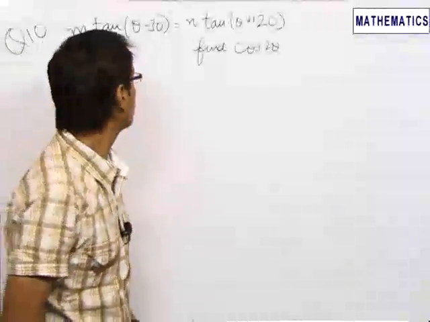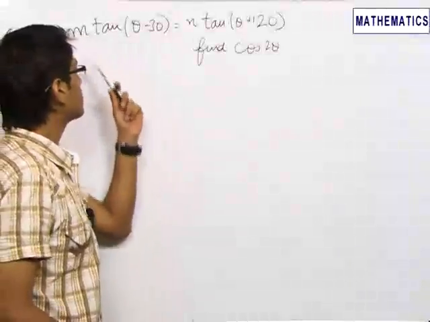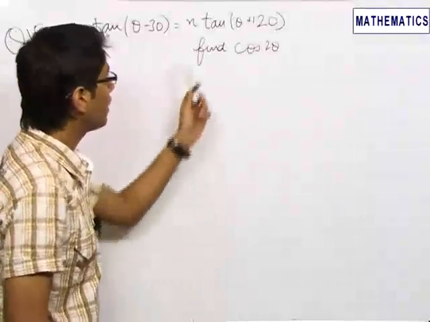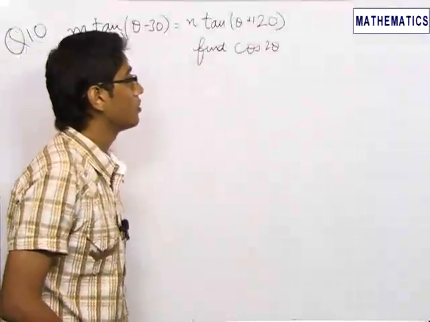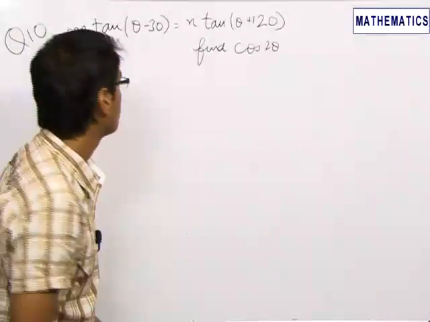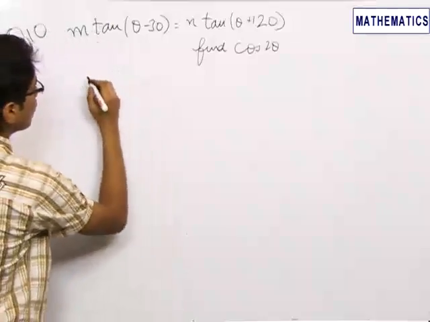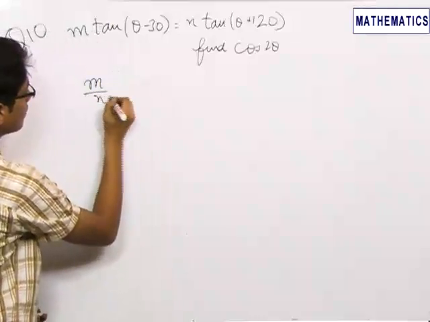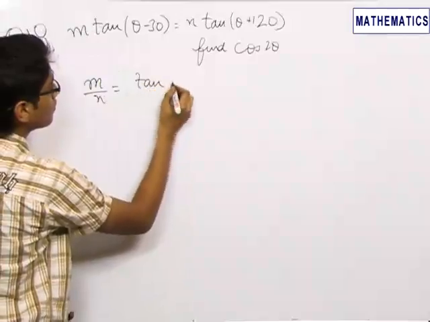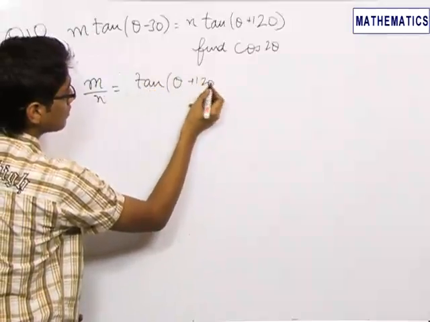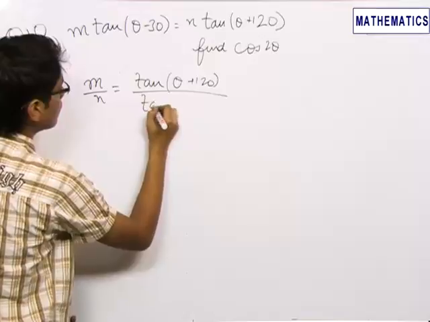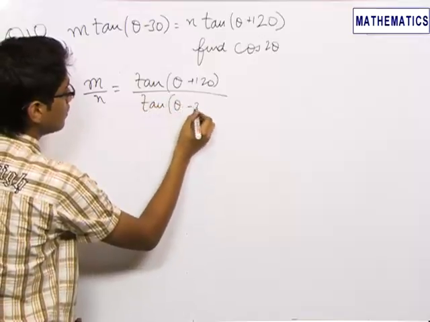Now in our 10th problem, we are given the equation m times tan of (theta minus 30 degrees) is equal to n times tan of (theta plus 120 degrees), and we have to find the value of cos 2 theta. So we can write m upon n as tan of (theta plus 120 degrees) upon tan of (theta minus 30 degrees).